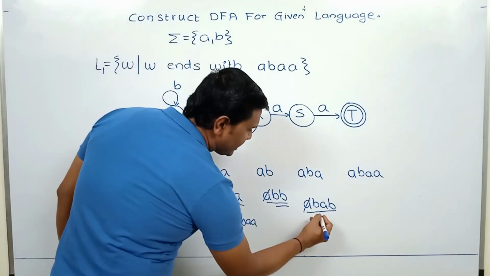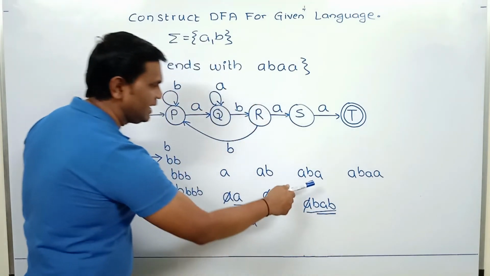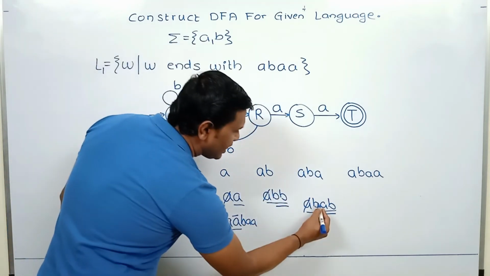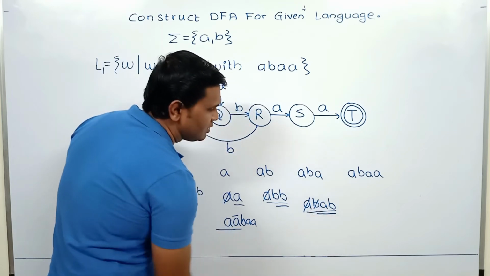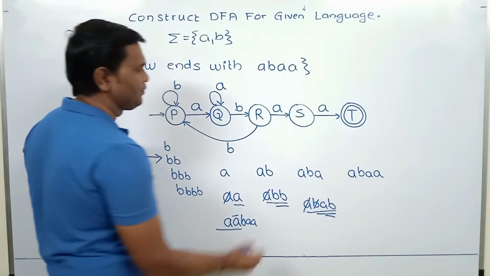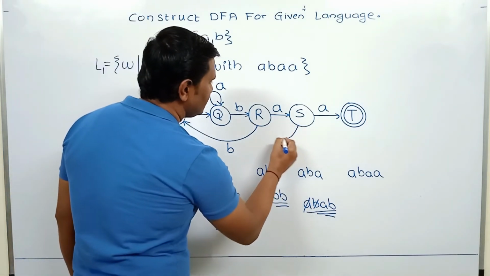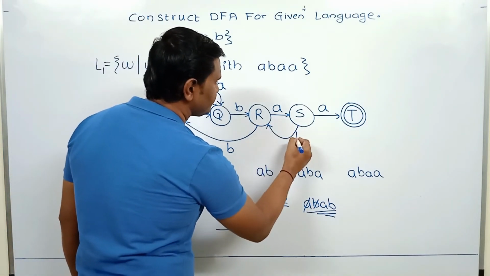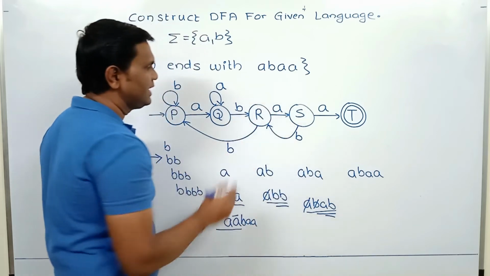Is there any state that remembers BAB? There is no such state. Again, from left, remove one symbol. Now check for AB. So it is state R. So from S on B, we go to state R.